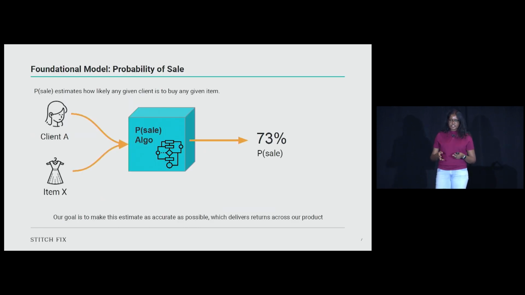One of the foundational models that we build using this data is the probability of sale model, which I'm going to focus on today. Internally at Stitch Fix, we call it the sale model, and it estimates how likely it is that a client is going to buy any given item. It's actually very simple. For each client and item combination, we predict the probability that a user is going to keep it, if it's in a fix, or buy it. Our goal is to make this estimate as accurate as possible because these scores are used across the company to power different personalized experiences for our users.